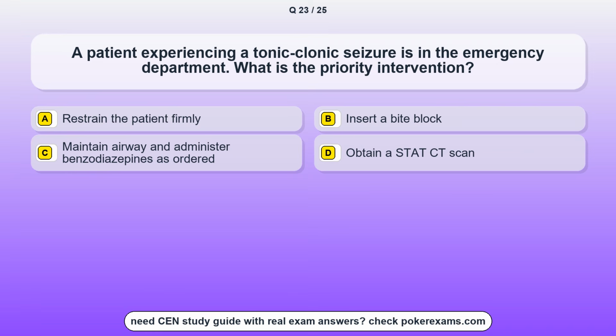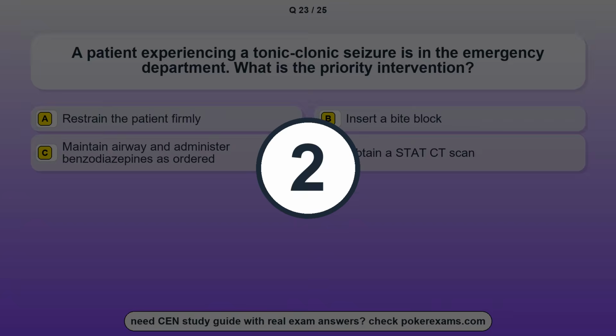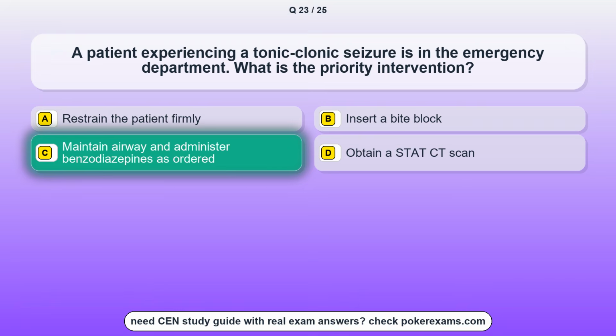Question 23. A patient experiencing a tonic-clonic seizure is in the emergency department. What is the priority intervention? Option A, restrain the patient firmly. Option B, insert a bite block. Option C, maintain airway and administer benzodiazepines as ordered. Option D, obtain a stat CT scan. The correct answer is option C, maintain airway and administer benzodiazepines as ordered.